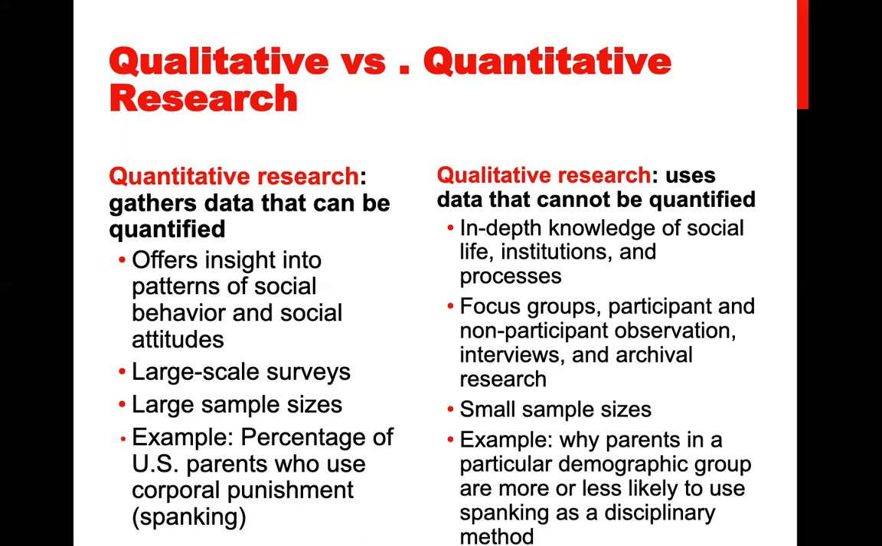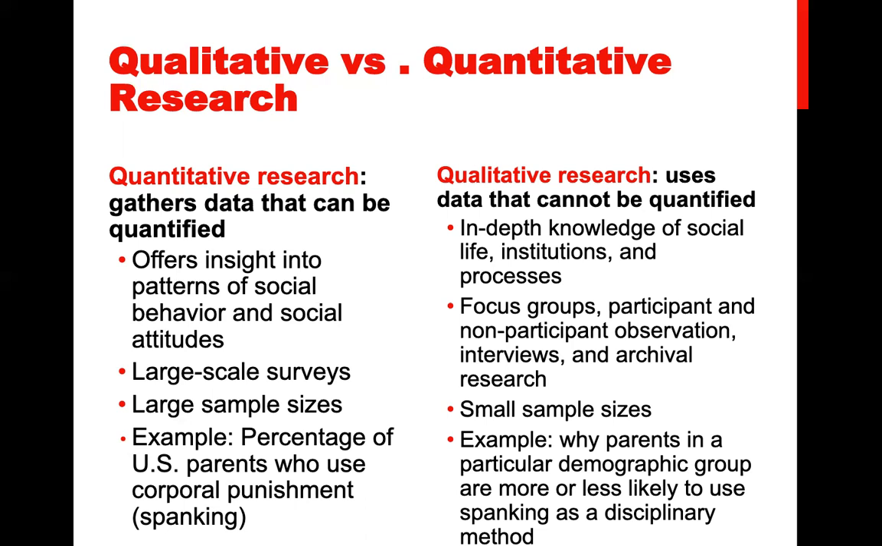And so the example that I give here, right, if you want to know the percentage of US parents who use corporal punishment, spanking, right? That's a pretty straightforward quantitative research question that you can ask, right? Because it's a number. But if you want to know why parents in particular demographic groups are more or less likely to use spanking as a disciplinary method, because now you're getting into why, and you're trying to figure out motivations and what is impacting their likelihood to use this method more than that method, that is the type of question that is probably better answered by a qualitative interview.